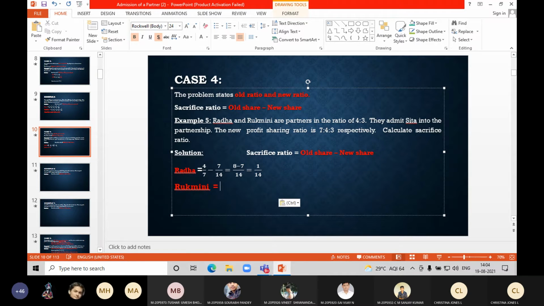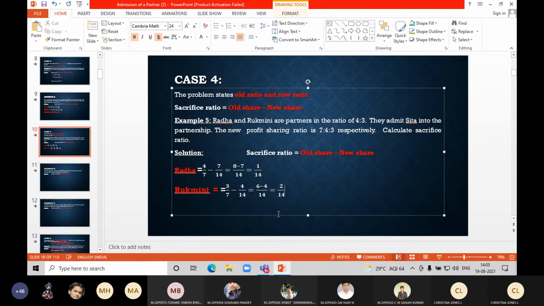For Rukmini, how much is Rukmini's old share? 3 by 7. How much is Rukmini having now? 4 by 14. Okay. Find out the LCM of 7 and 14. LCM is 14. 7 into 2, 3 into 2 will be 6. 6 minus 14 into 1, 4 into 1 will be 4 itself. 2 by 14. Don't reduce it. Don't make it 1 by 7.